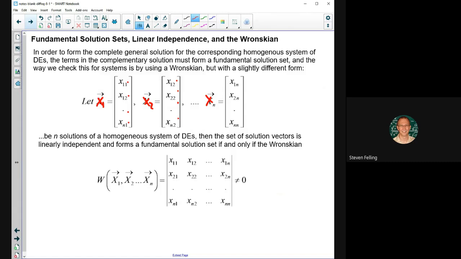The structure for the Wronskian is a little bit different, though. So here's what it looks like generically. This is kind of the equation from the book, but it's easiest to see this with an example. So let's look at the example that we've been looking at here.